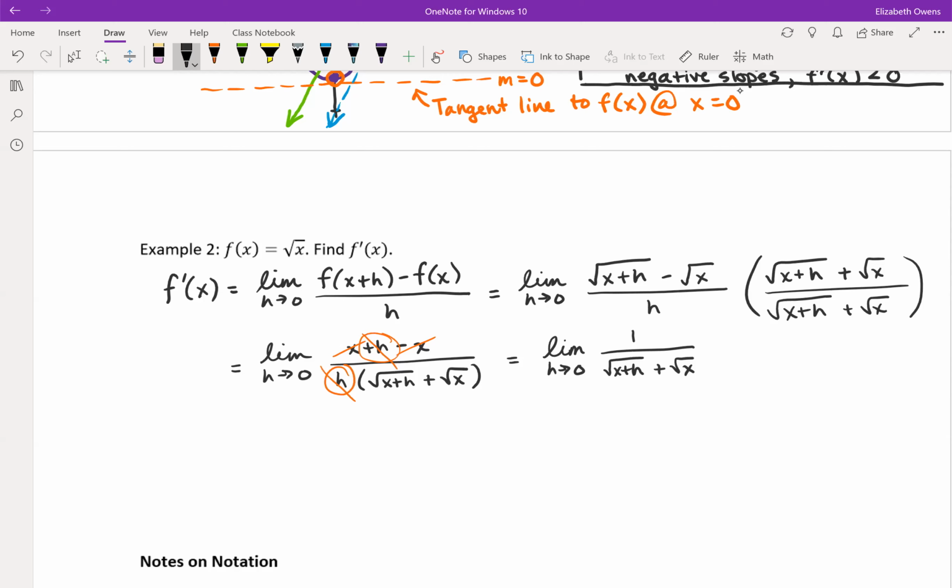Okay, and so now we're at that stage where we can use direct substitution. Plug it on in, h equals 0. And we'll have 1 over square root of x plus 0 plus square root of x. Okay, which would be 1 over 2 square root of x. So that is the derivative of this function.